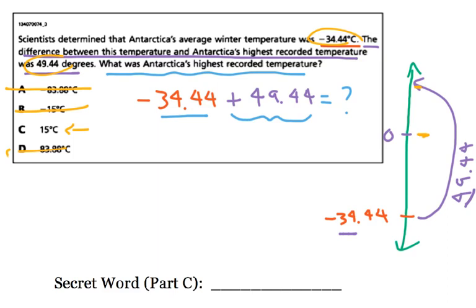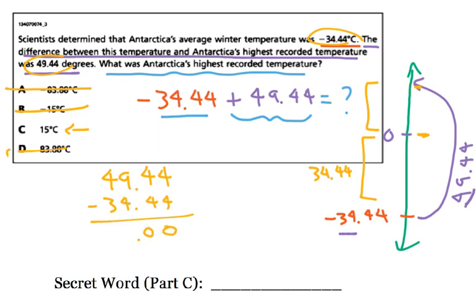And now to find it exactly, I know that from here to here is 34.44 degrees. And then from here to here is what we're looking for. To find it exactly, you could take the amount we're going up in total, subtract the part that's in the negatives. And when you do that, we get 15 degrees exactly. So that's how much left we have to go. So the new temperature should be up here. It should be 15 degrees Celsius.